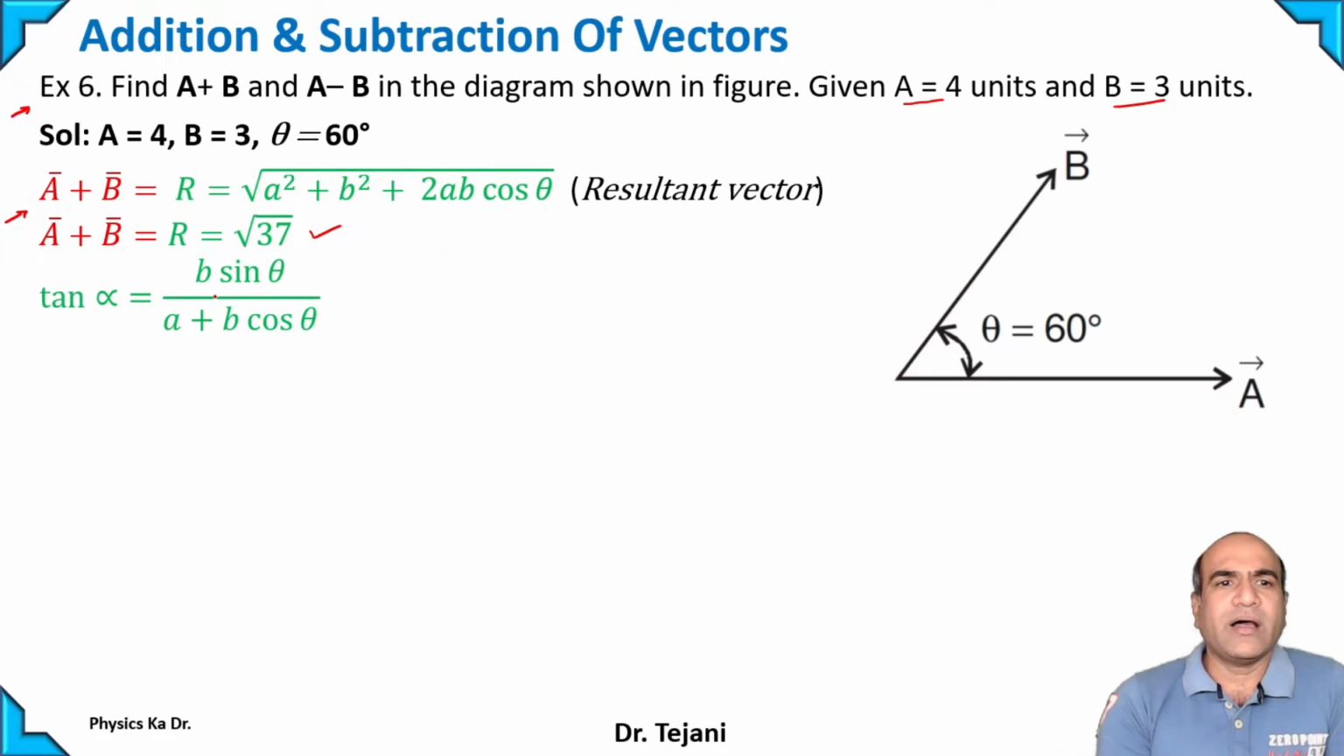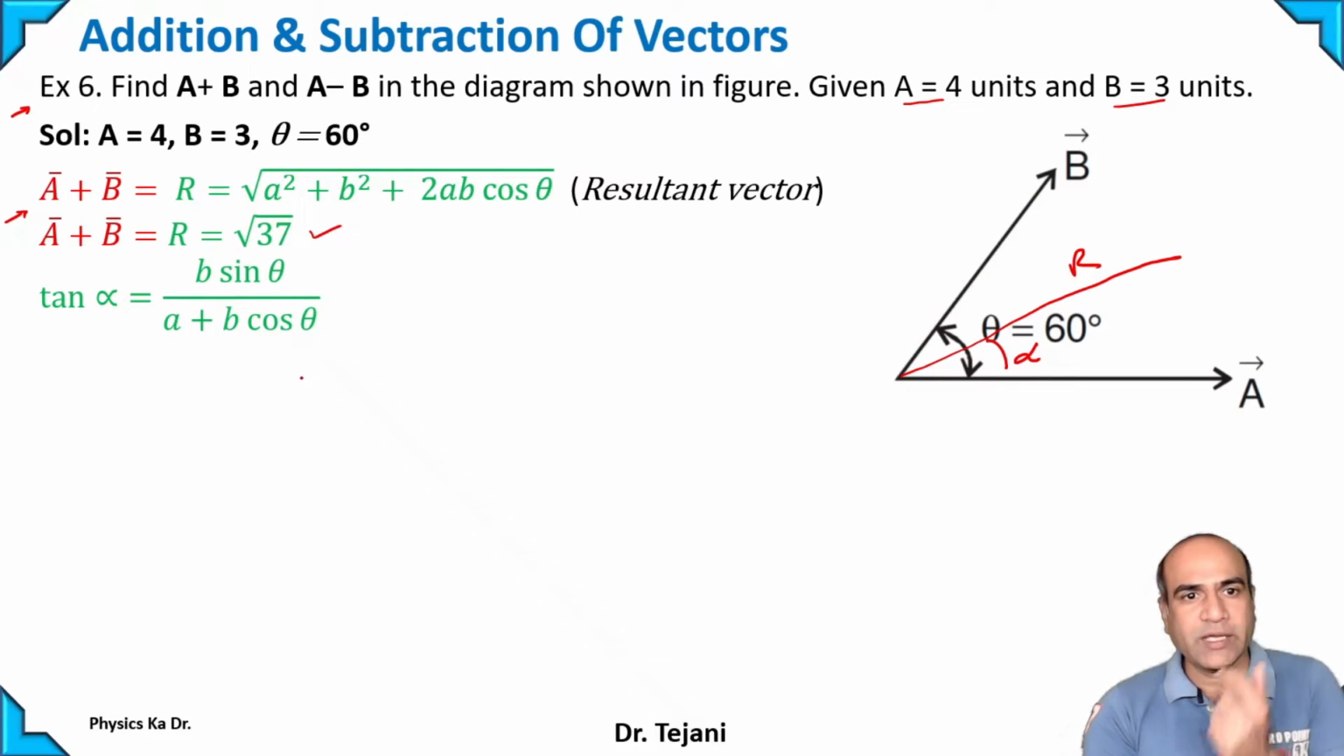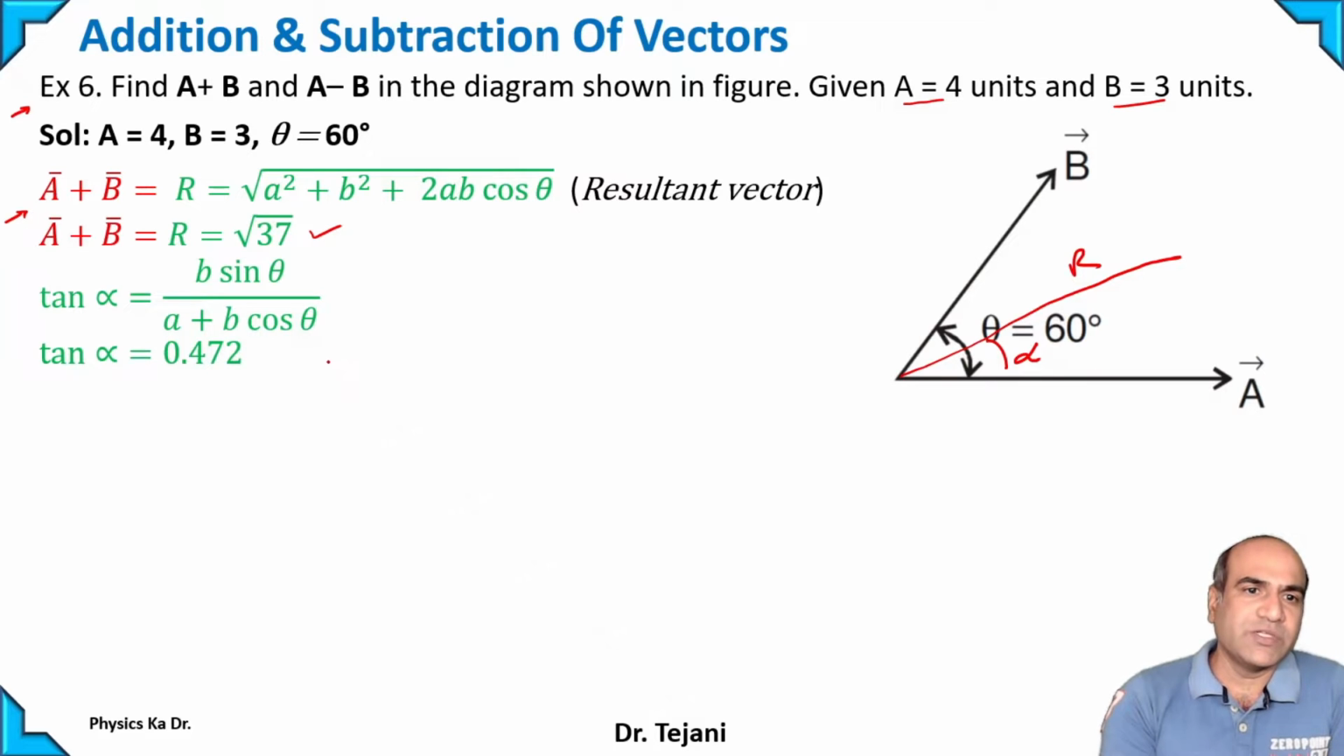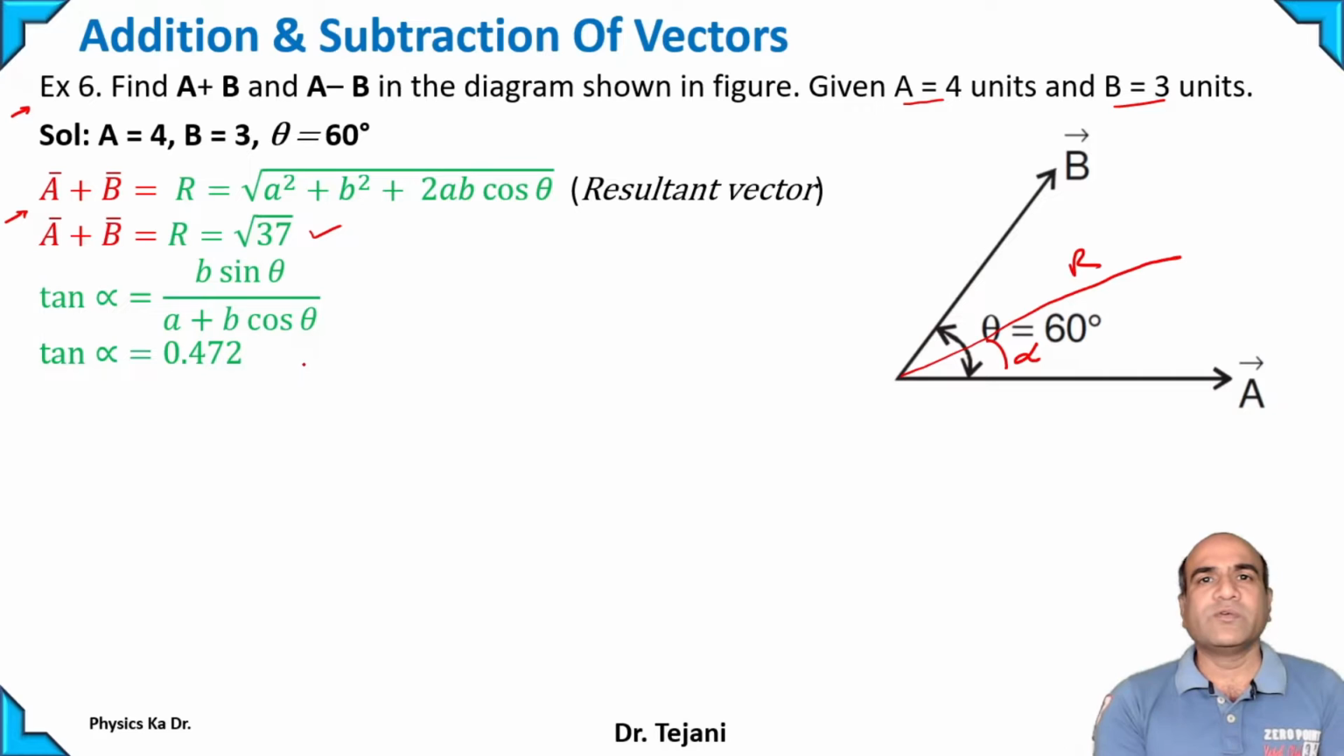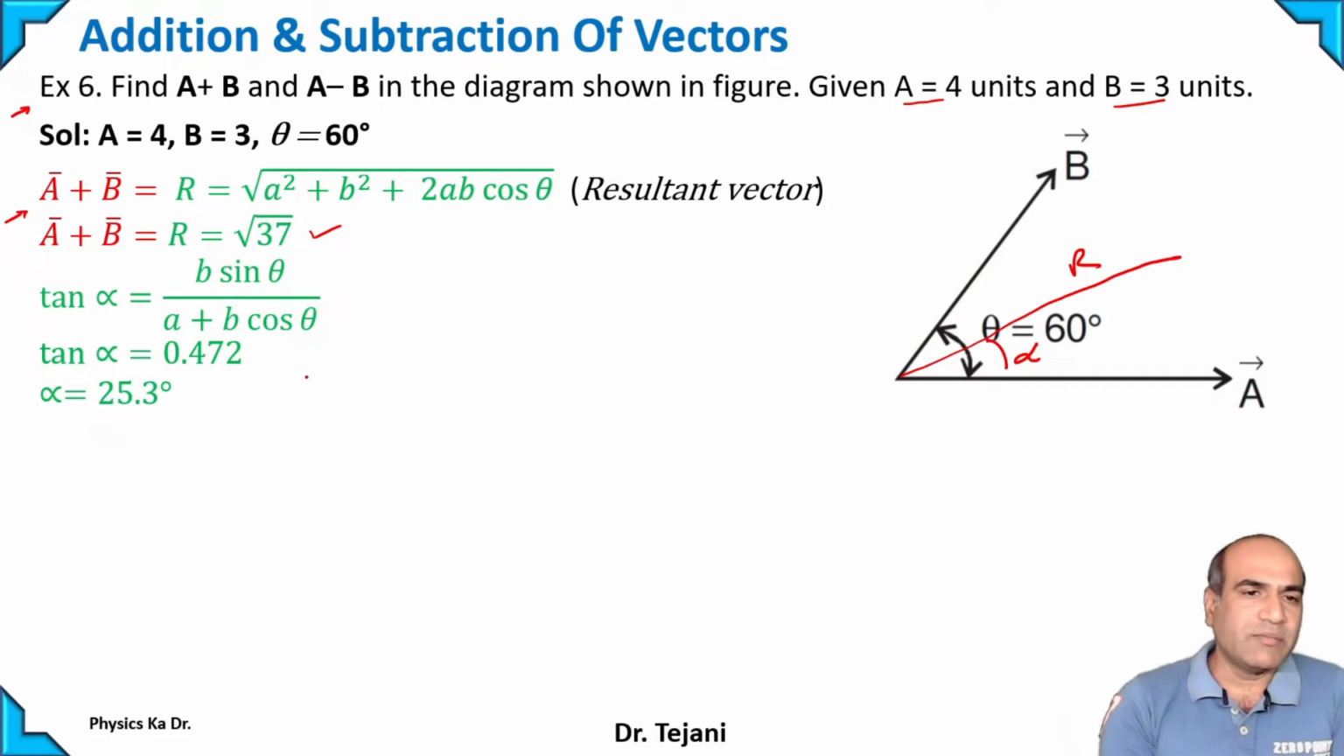And if we need the angle of the resultant with respect to A, that becomes tan alpha equal to B sin theta divided by A plus B cos theta. Put the values here. So tan alpha is equal to 0.472 and then alpha becomes 25.3 degrees.